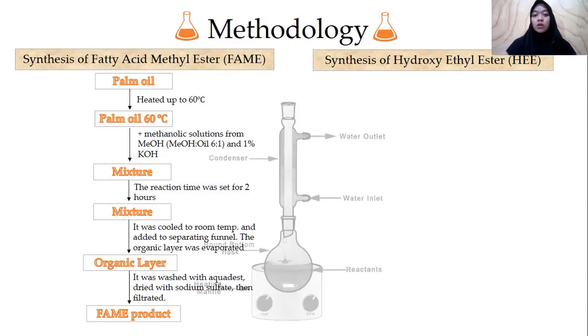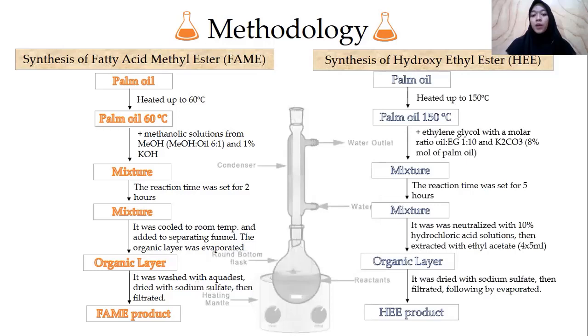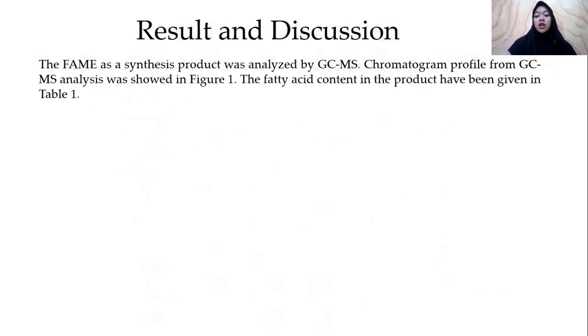Next, the procedure for synthesis of hydroxyethyl ester. Palm oil was heated up to 150 degrees Celsius and some ethylene glycol was poured in with a molar ratio of oil to ethylene glycol of 1 to 10, and also the base catalyst potassium carbonate at about 8% mole of palm oil. The reaction time was set for 5 hours, and the mixture was neutralized with 10% hydrochloric acid solution and then extracted with ethyl acetate. The organic layer was dried with sodium sulfate, then filtered using filter paper, followed by evaporation using a rotary evaporator. This is the result and discussion.